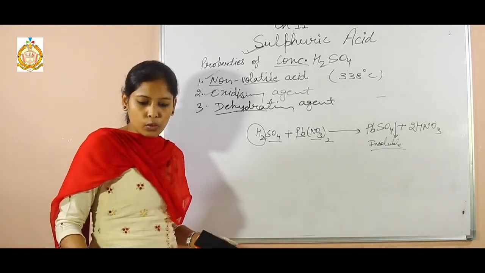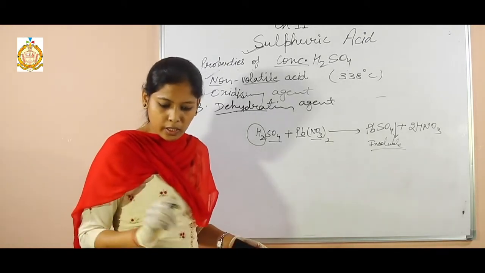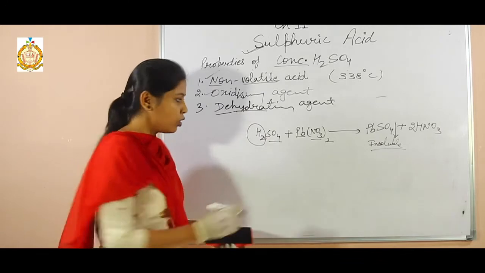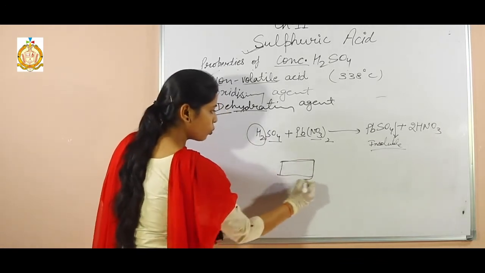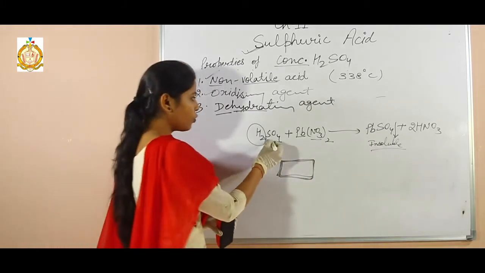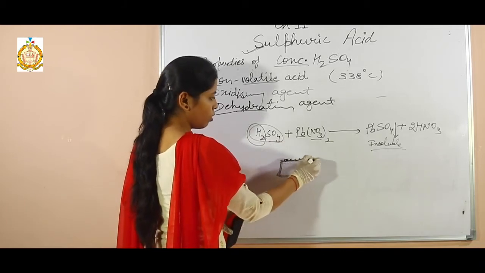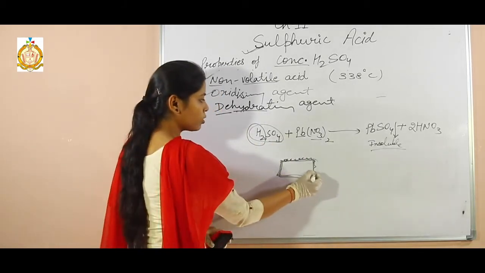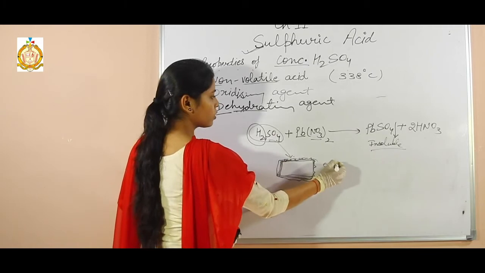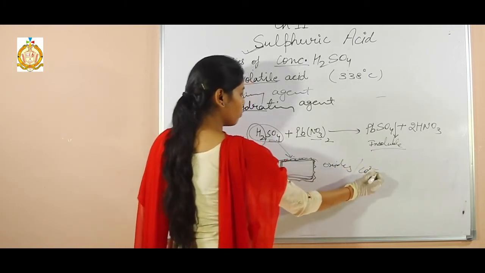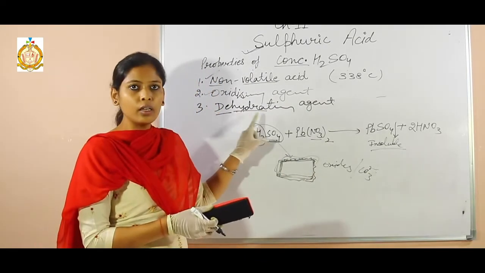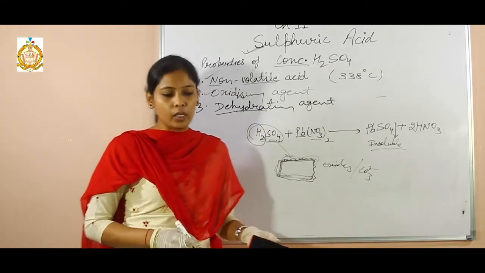Please go through those uses by yourself, and only one I am going to explain, that is pickling of metals. Pickling means removing impurities from the metal surface. Sulfuric acid can remove oxides or carbonates from the metal surface. When we pour sulfuric acid on the metal surface, it removes these impurities. This whole process is called pickling of metals.